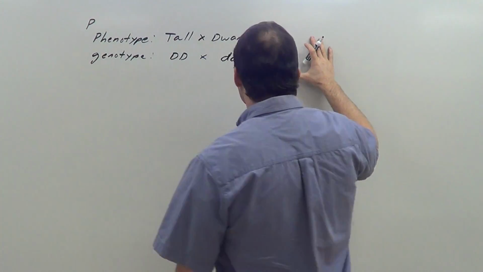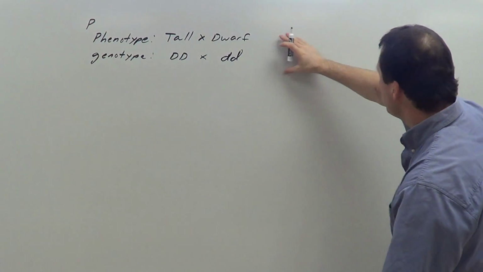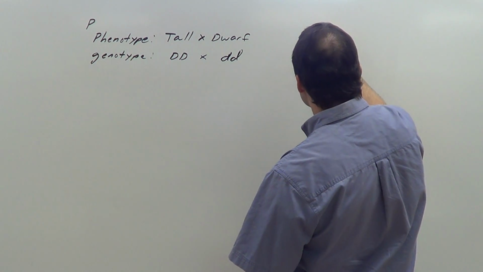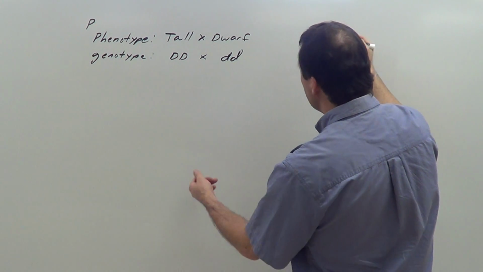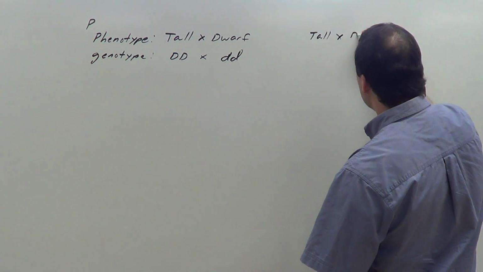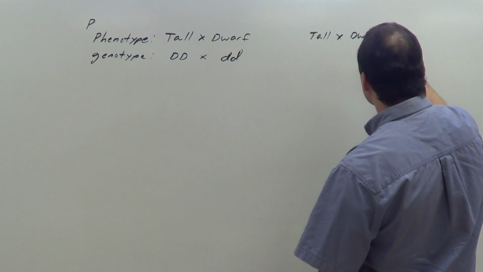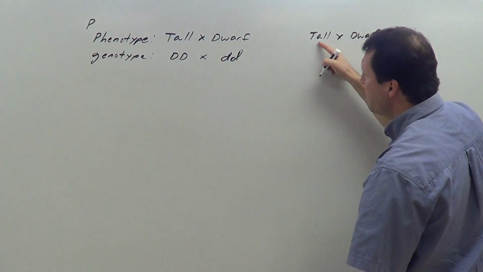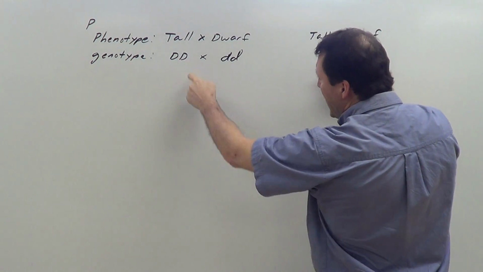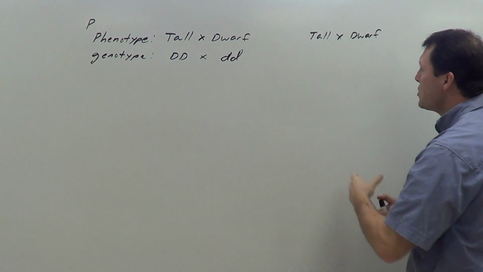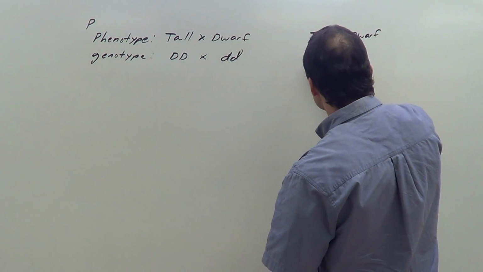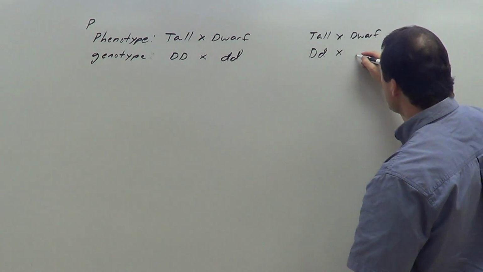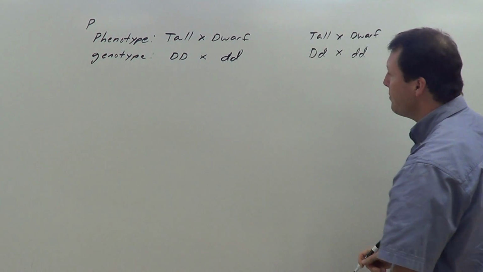Now, over here, I'm going to do the same thing again, but I'm going to write the other case. So what if I had a tall pea plant, that's my unknown genotype, and I cross that with a dwarf. Now for my genotype, instead of being capital D, capital D, let's assume that it's heterozygous, capital D, lowercase d. And again, my dwarf pea plant must be lowercase d, lowercase d.